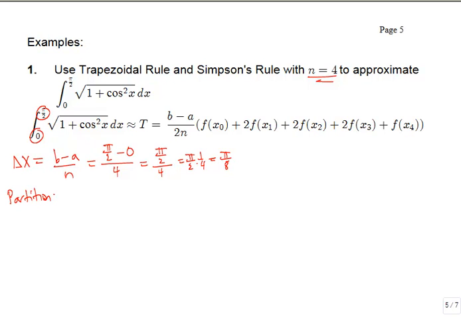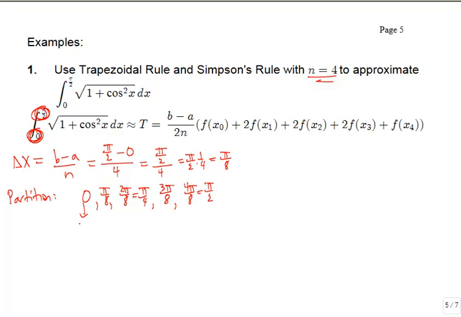Now once you know what your width is going to be, you can write out what your partition is going to be. Your very first partition point is going to be the starting value, that lower limit, 0. And then we're going to go up 1 width, so that's going to be this pi over 8. And then we're going to add another width to that. So pi over 8 plus another pi over 8 would be 2 pi over 8, which is the same as pi over 4. Then I'm going to add another width to that. 2 pi over 8 plus another pi over 8 would be 3 pi over 8. And I'm going to add another width to that. 3 pi over 8 plus another pi over 8 is 4 pi over 8, which is pi over 2. And that's when I stop, because that's my upper bound.